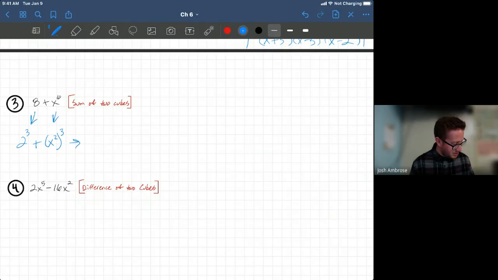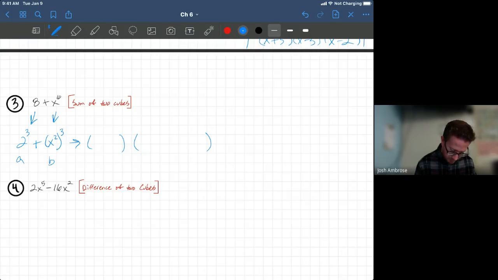All right, using that chart, we're now going to break this down into a binomial next to a polynomial. So you're looking at a plus b. All right, there's a, there's b. So this is now 2 plus x squared. Okay, and you'll notice we don't include the cube. Once you know that it is cubed, a is just 2, b is just x squared.